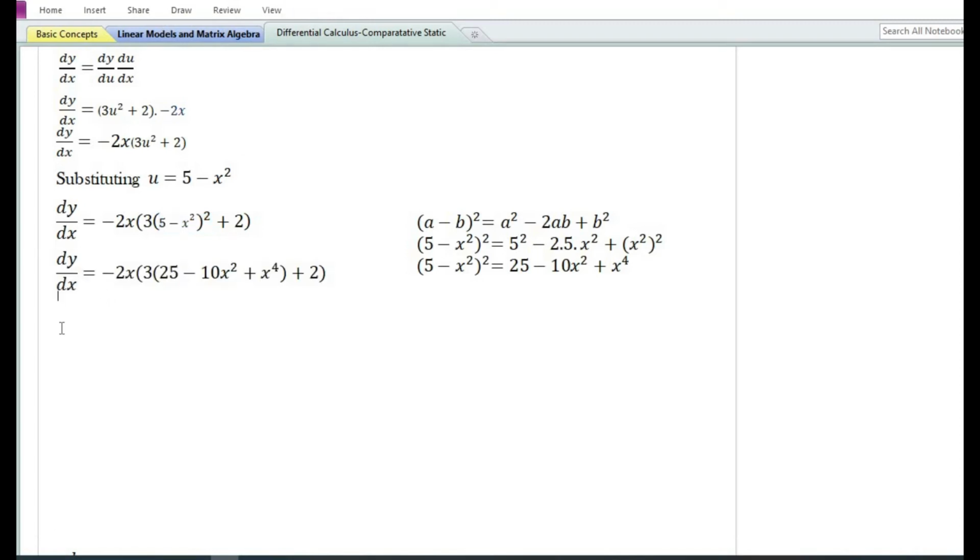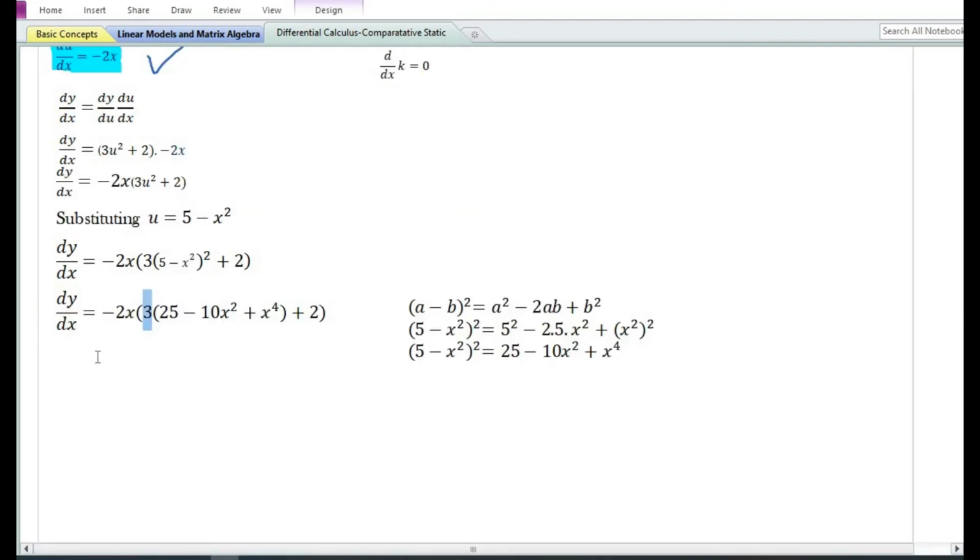We have the derivative of y with respect to x is equal to minus 2x open bracket 3 within bracket 25 minus 10x square plus x to the power 4 plus 2 close bracket. Let us now multiply the constant 3 with each term in the bracket. By doing so, we have the derivative of y with respect to x is equal to minus 2x within bracket 75 minus 30x square plus 3x to the power 4 plus 2.